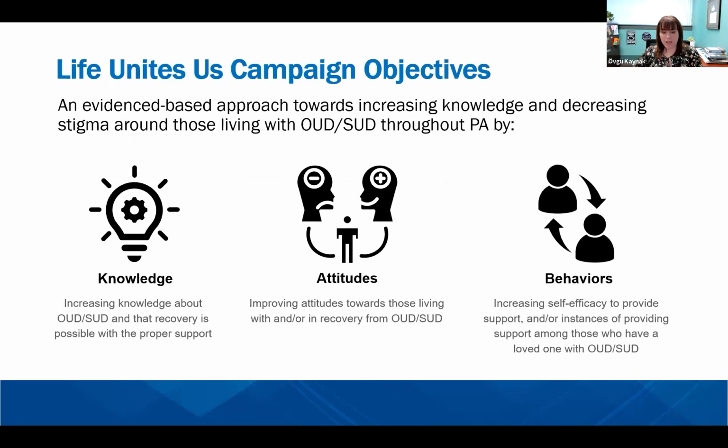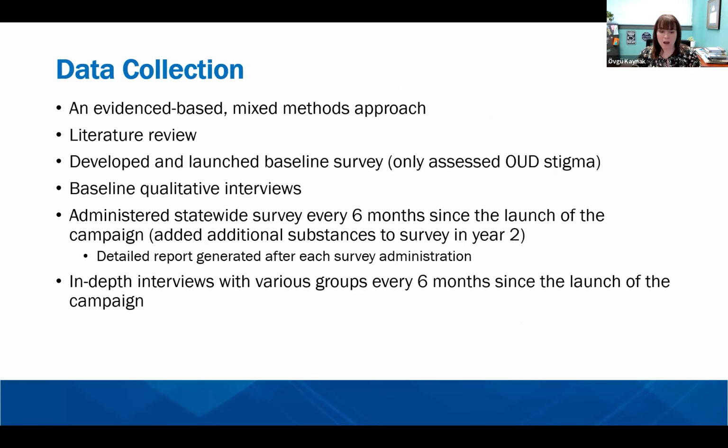So many of you who've been following along with the campaign for the past few years are familiar with the campaign objectives. Of course, we know that the campaign aims to decrease stigma around those living with OUD and SUD by increasing knowledge, improving attitudes, and increasing support for people in recovery. But before we could launch the campaign, we needed to take the temperature of substance use stigma in the state of Pennsylvania. That way, we'd have a baseline of where we started. So that's what I'm going to talk about today.